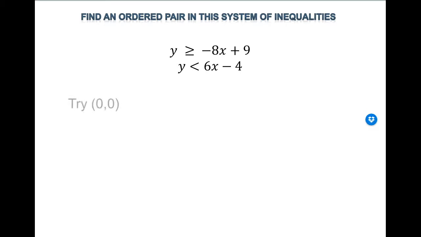Here's the system of inequalities. I'm just going to try (0, 0). You can never go wrong. It's a lot easier to use (0, 0) because it's easy to calculate. So let's just see if it's an ordered pair in the system of inequalities.